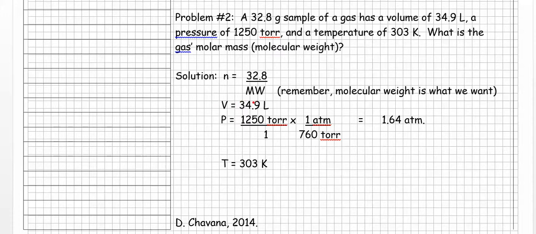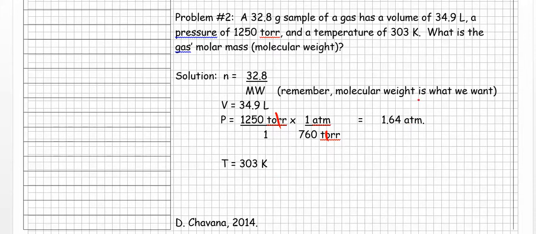Times the volume of 34.9, that's liters, of course, times the pressure of 12.50 torr, but that's not going to work in our formula. We got to have it in atmospheres. So we're going to do a little dimensional analysis right here. 1 atmosphere is the same as 760 torr. These are going to cancel away, and I'm going to be left with 1.64 atmospheres, right?